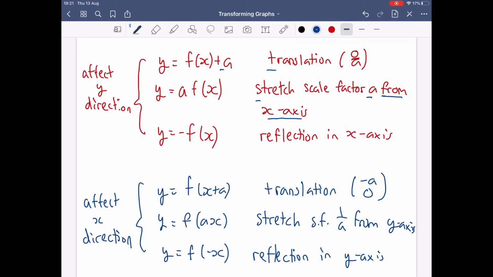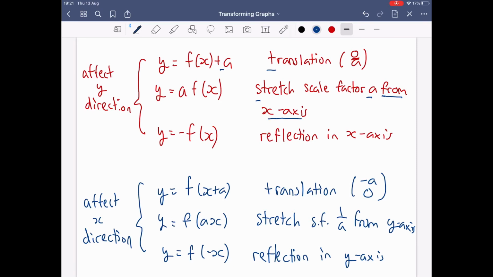Writing them down on flashcards would be useful. Just write y equals f of x plus a on one side, and on the other side you write translation 0, a, and you just test yourself until you know these. Then in the exam you'll know these off by heart, and you'll just have to put in the a value and do the actual sum.